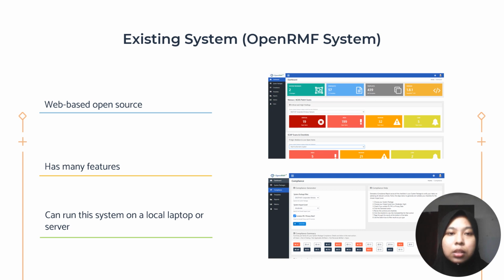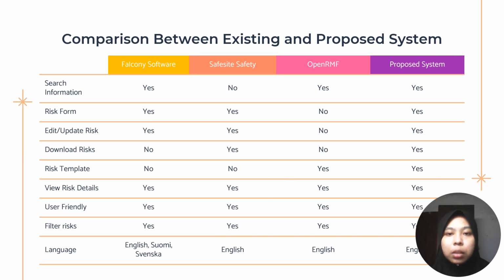The last existing system is OpenRMF. That is a web-based open source tool that can manage checklists, track compliance, keep track of security, and export files. Since the system is open source, the user can run this system on a local laptop or server by following the instructions provided by OpenRMF. OpenRMF has many features such as instant status in dashboard, track checklists, interactive reports, edit and upgrade checklists, filter vulnerabilities, and generate compliance reports.